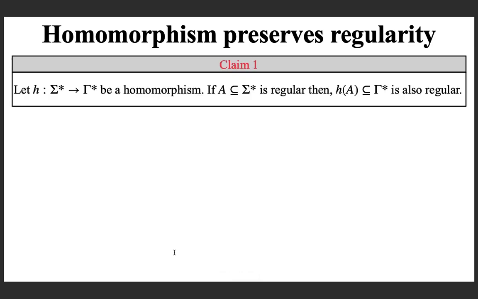Now, this is the set of two properties that we are going to see. First claim: if H is a homomorphism and A is a set of strings in sigma star which is regular, suppose you are looking at a regular language on sigma, then we are claiming that the homomorphic image of A, which is a set of strings in gamma star, is also regular. That is, we are claiming that the homomorphic image of a regular language is also regular.